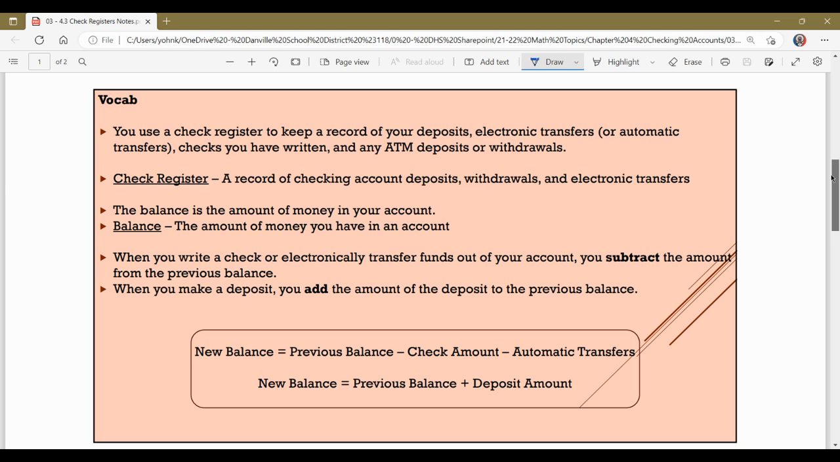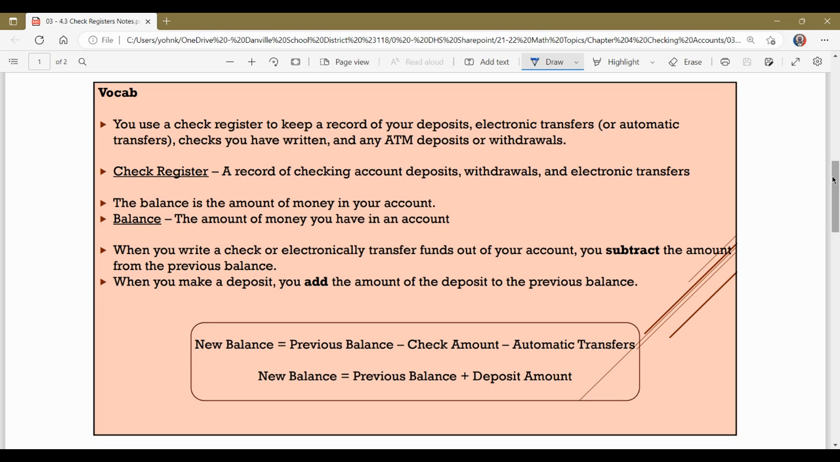So you use a check register to keep a record of your deposits, any electronic transfers or automatic transfers, checks you have written, and any ATM deposits or withdrawals. And so, again, now that apps are a big thing on phones and banks are using apps to keep track of it, a lot of people don't use a check register as much anymore. However, it is important that you do keep track of it somewhere.